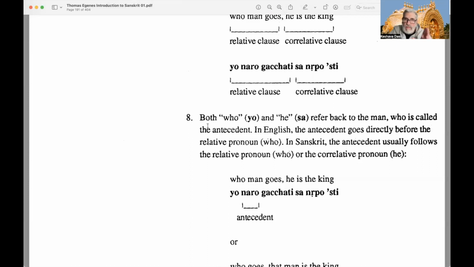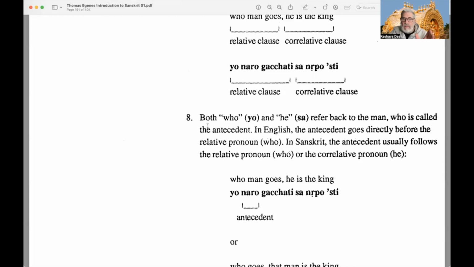Naro, so it's yaha, naro, naraha, gachati. So the king, the man goes. Whoever the man goes, whoever is the man who goes, sa, he is the king, right? So both who, yo, and he, sa, refer back to the man, who is called the antecedent. Okay, so you don't have to know that word.